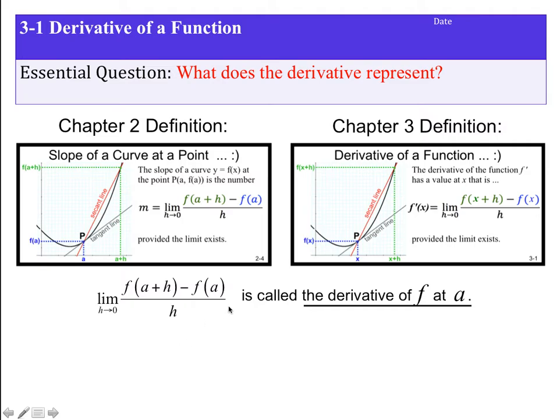So when we're talking about a specific point, this is our Chapter 2 limit method. And it literally is the derivative of f at a. In other words, it's the value of the slope. That's what the derivative is: the slope of the function at a specific value, x equals a. So when I say derivative, you in your mind have to think slope.